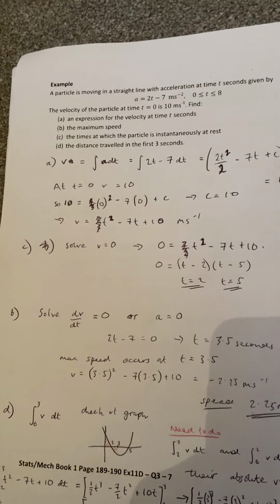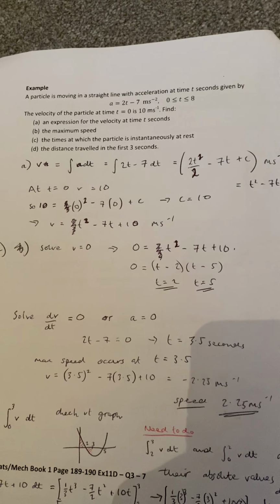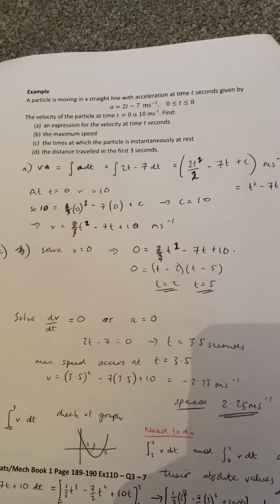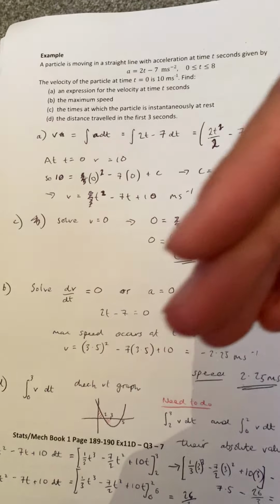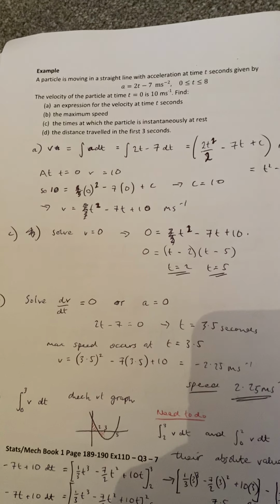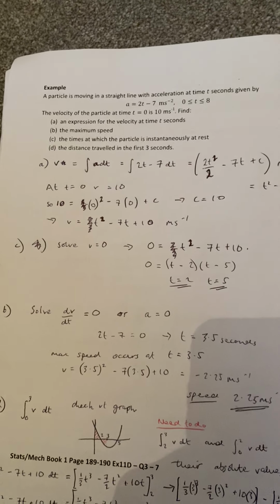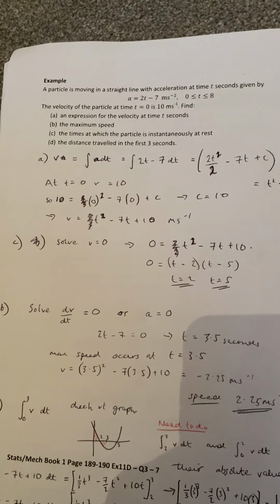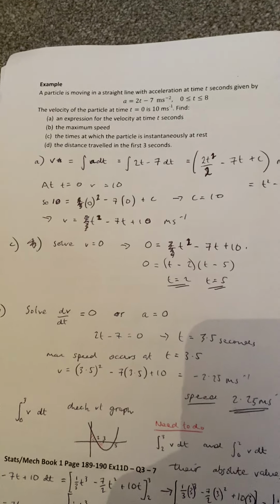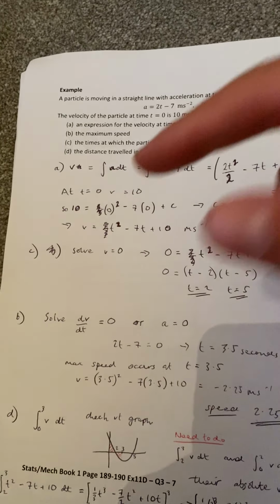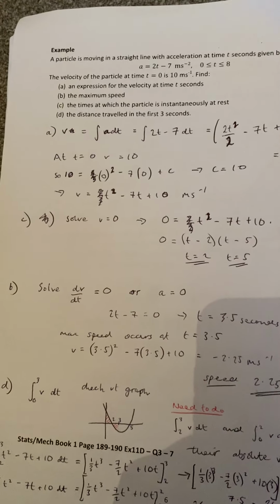Now the maximum speed, think about this, maximum speed occurs when acceleration is 0. If we're interested in maximum displacement, that's going to be at velocity equals 0, or ds by dt equals 0. It's like differentiation from before. A maximum value of y is going to be at dy by dx equals 0. Maximum value of v is going to be at dv by dt equals 0.